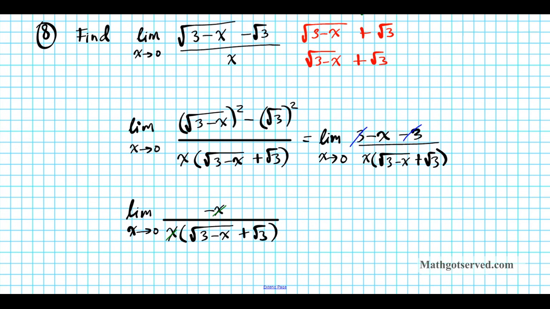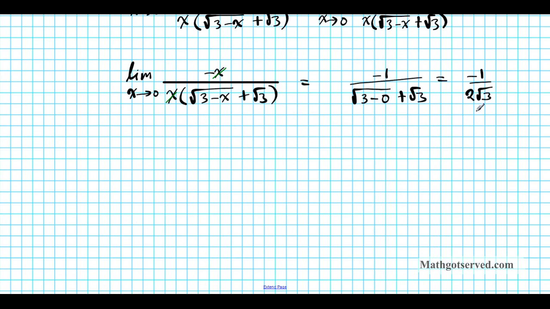And then now we can plug in 0 without any problems, okay? So if we plug in 0, this is going to become negative 1 over the square root of 3 minus 0 plus root 3. Okay, so that becomes negative 1 over 2 root 3, because 1 root 3 plus 1 root 3 is simply 2 root 3. Okay, so now let's rationalize the denominator. You multiply top and bottom by root 3, root 3. So your final answer is going to become negative root 3 over 2 times 3 is 6. So there goes your final result.